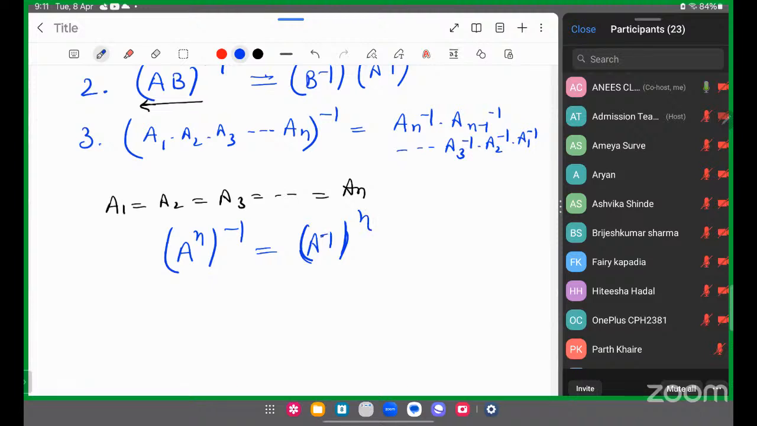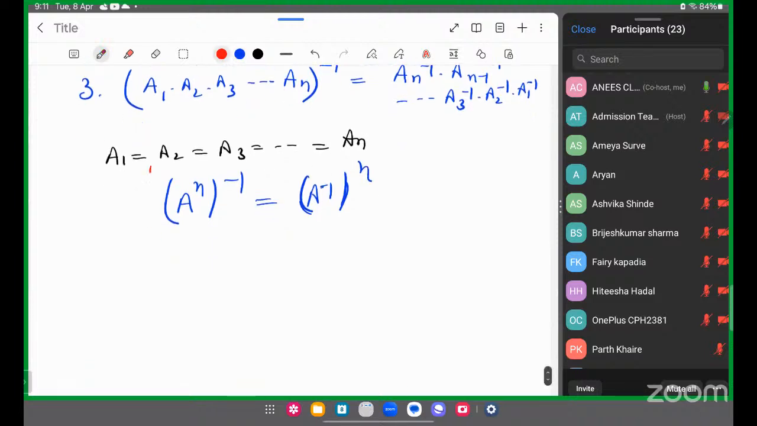This is a very important property. This property indicates that if you are given a matrix A and you have to find the inverse of A cube or A raised to power 4, first of all you can simply find out the inverse and then you can multiply it, which means power and inverse are interchangeable. They can be interchanged. Understood?